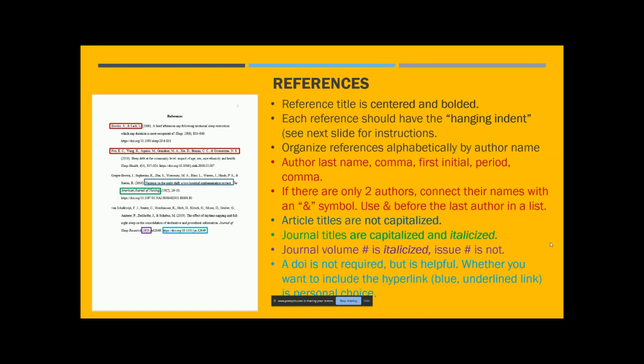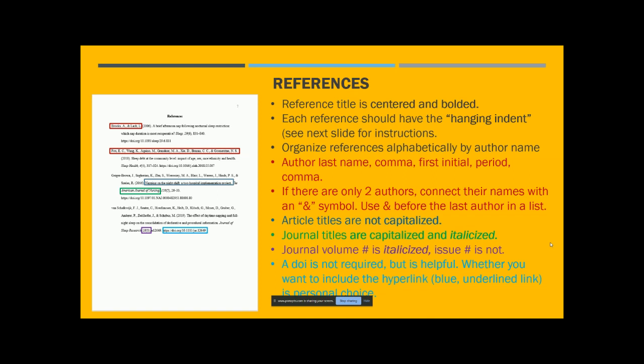So article titles shouldn't be capitalized. I drew a little blue box around that. Journal titles should be capitalized and italicized. I drew a little green box around that. Weirdly, the journal volume is italicized, but the issue number is not. So you have this, that's in the purple box. You have this little unit where half of it is italicized and half of it isn't. I don't know why they did it that way. It's weird, but that's how it is.